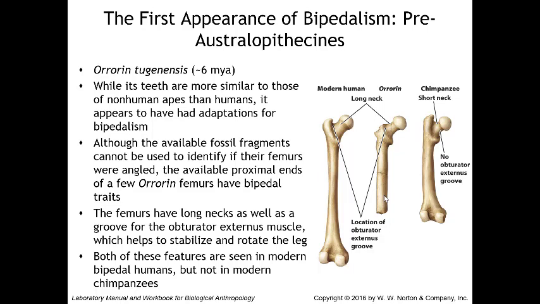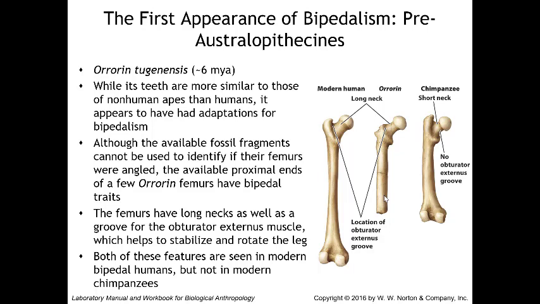have been found. We have the posterior part of a mandible in 2 pieces, a symphysis and several isolated teeth, 3 fragments of femora, a partial humerus, a proximal phalanx, and a distal thumb phalanx. Orrorin also had small teeth relative to its body size. So while its teeth are more similar to those of non-human apes than humans, it appears to have had adaptations for bipedalism. Although the available fossil fragments cannot be used to identify if their femurs were angled, the available proximal ends of a few Orrorin femurs have bipedal traits.